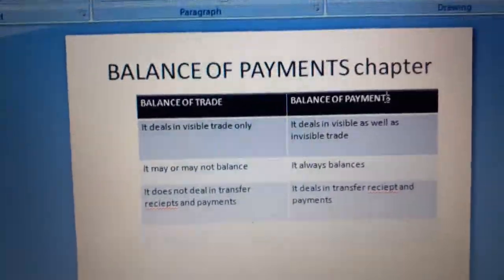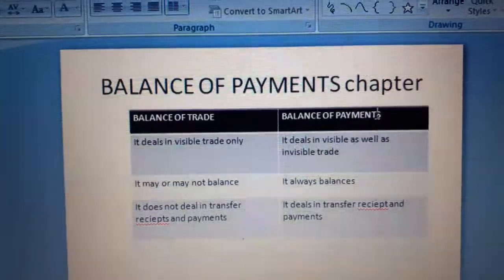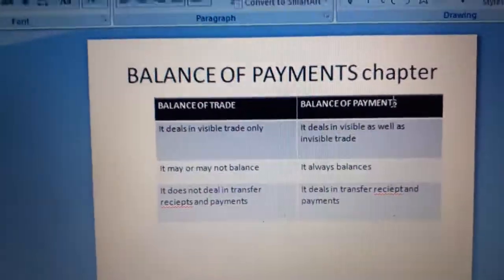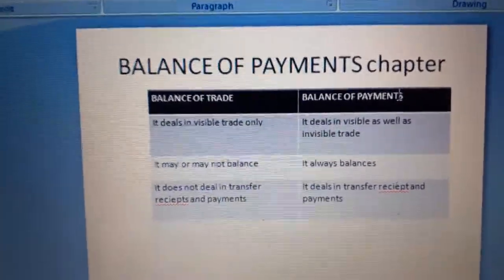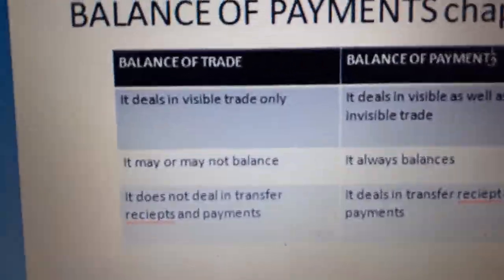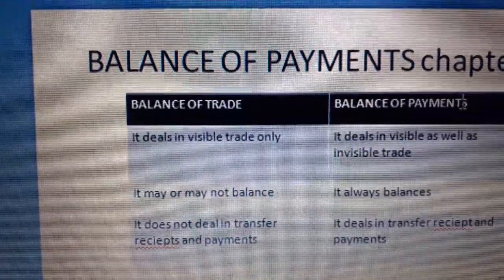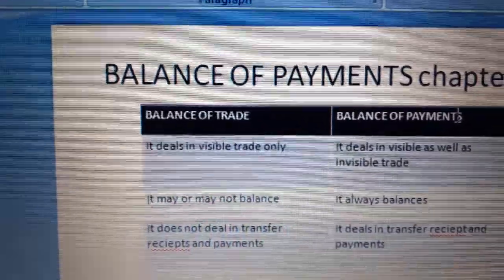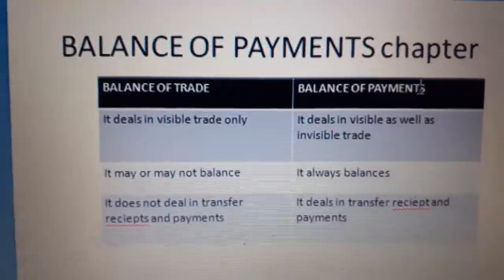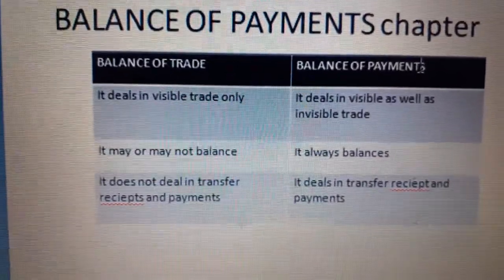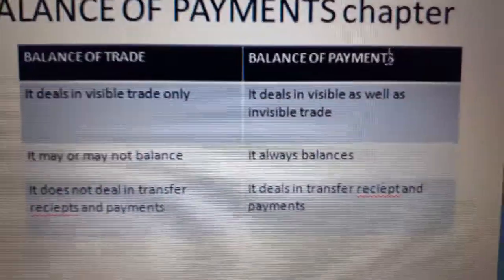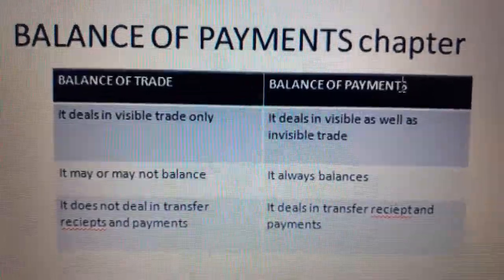Please keep in mind that you have to remember the balance of payment table. That will be the entire base on which we will be answering our questions. So the first difference between balance of trade and balance of payment is that balance of trade deals in visible trade only, whereas balance of payment deals in visible as well as invisible trade. Then your balance of trade may or may not balance, but your balance of payment will always balance.